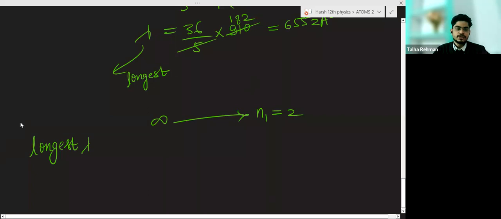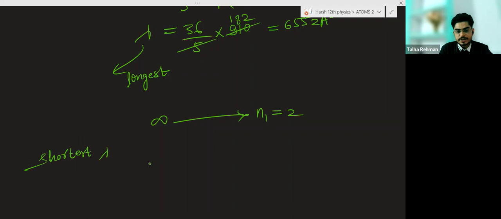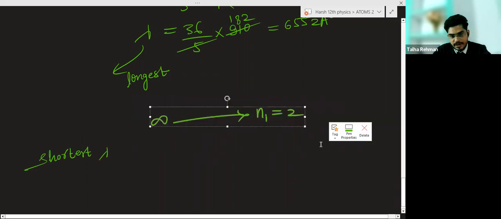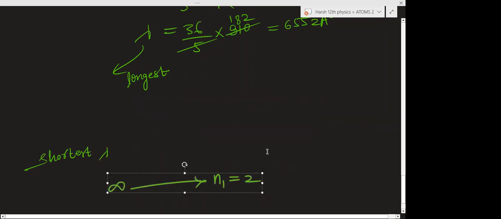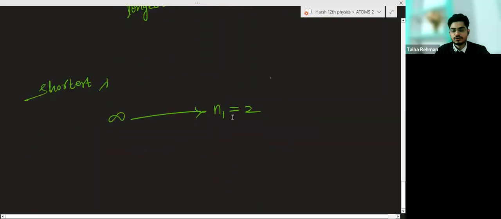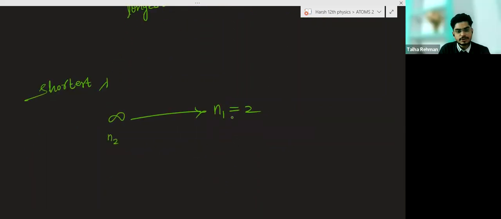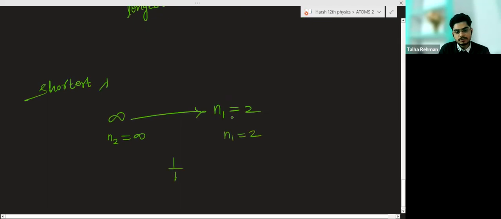Now the shortest wavelength we can find. Shortest lambda means largest transition, and that transition will be from infinity to n1 equals 2. So n2 value you have infinity and n1 value you have 2. So you can apply this formula: 1 upon lambda is equal to RZ square into 1 upon n1 square minus 1 upon n2 square, and you will get the value of lambda.